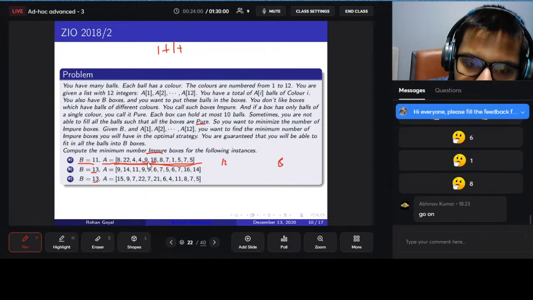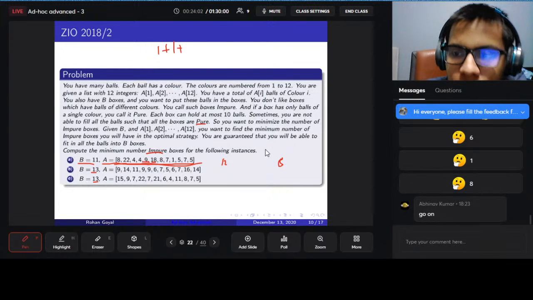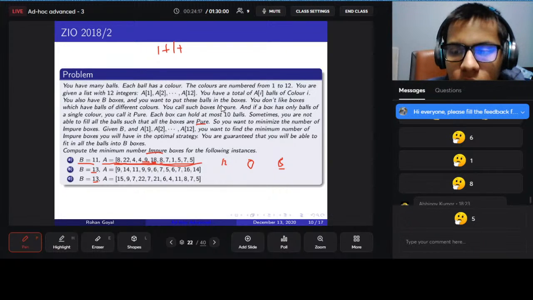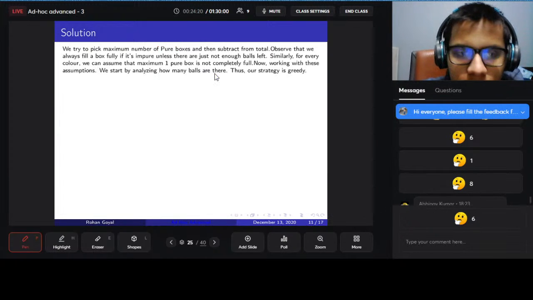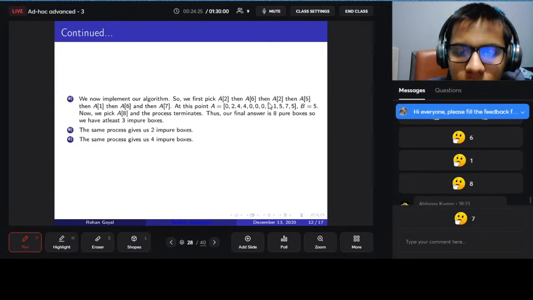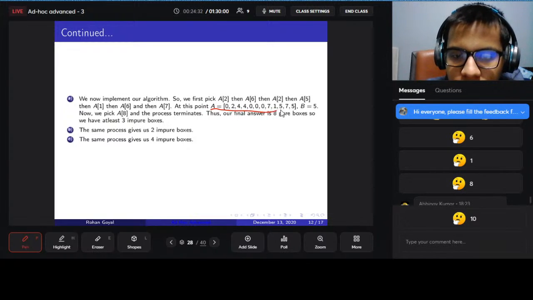And then we pick 9, but this time we decrease by 9. This becomes 0, and we keep going. Now we pick 8, 8, 8, and this process continues. So we pick A2, A6, A2, A5, A1, A6, A7, and we keep going. After these steps, we have this structure, and we are left with B equal 5.